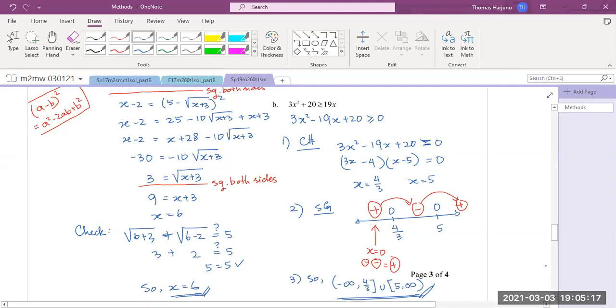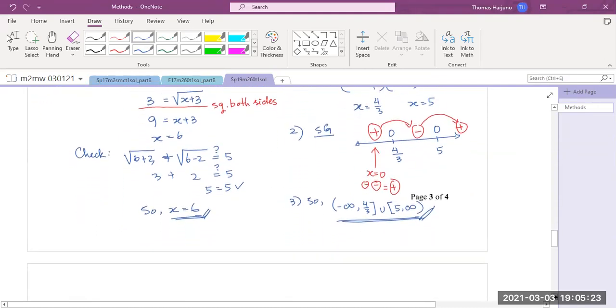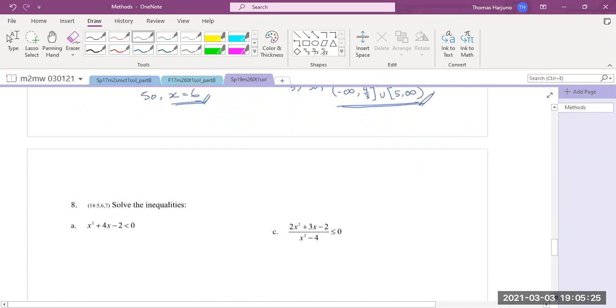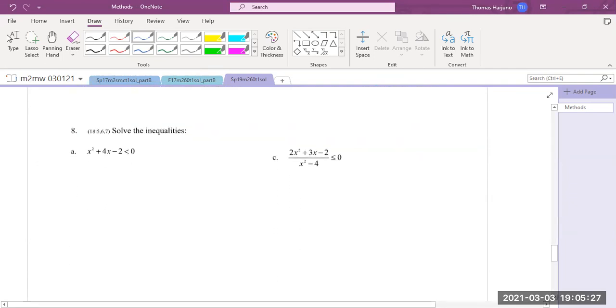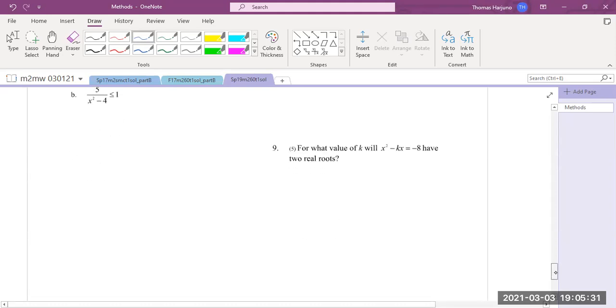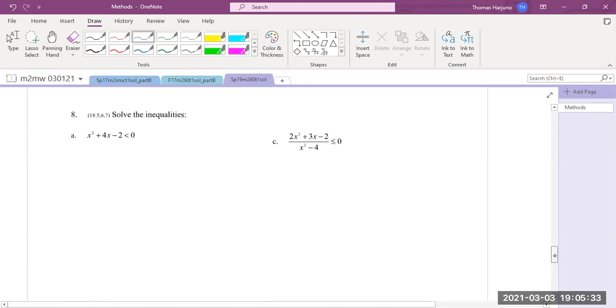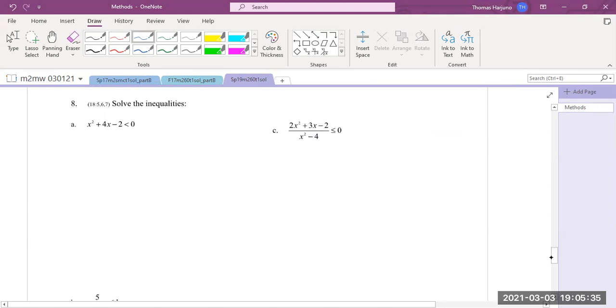Okay, now let's go on to the last page. Out of these 4 pages, we are done with the first 3 pages and we skipped one question. Oh, this one here. Last question here. Number 8a, that's solving inequalities again. That's polynomial. So step 1, critical numbers.